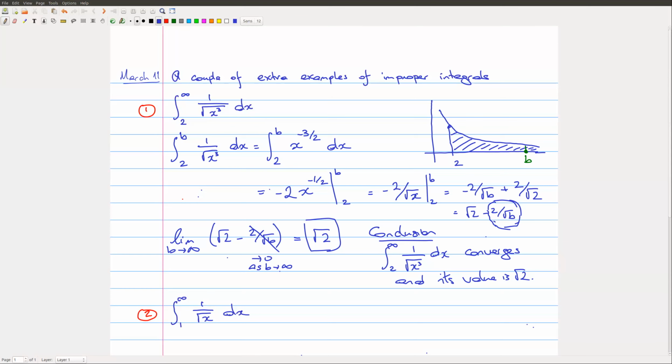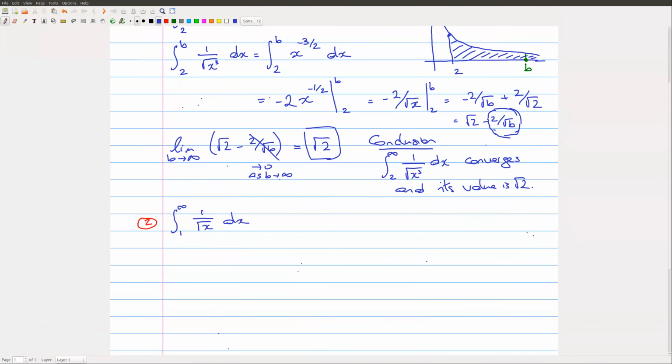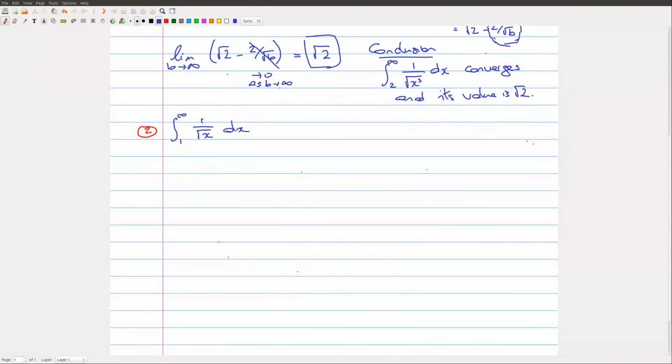So the second example is broadly similar. We're looking at, again, over the positive x-axis from 1 to infinity, 1 over root x. So this time it's 1 over x to the 1/2. So the power of x in the denominator here is x to the 1/2, which is a lower power than x to the 1, which we know to be divergent.